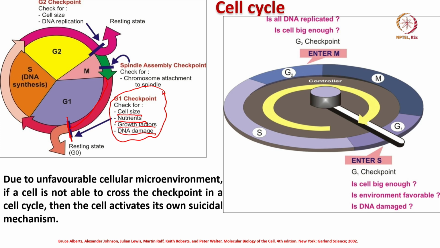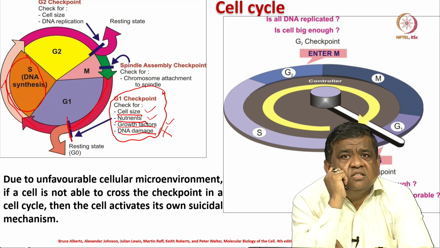If DNA is not damaged, that means cross. If growth factors are there, nutrients are there, and the cell size is increased and maintained, then the cell will go to the S phase, and S phase is the DNA synthesis phase.